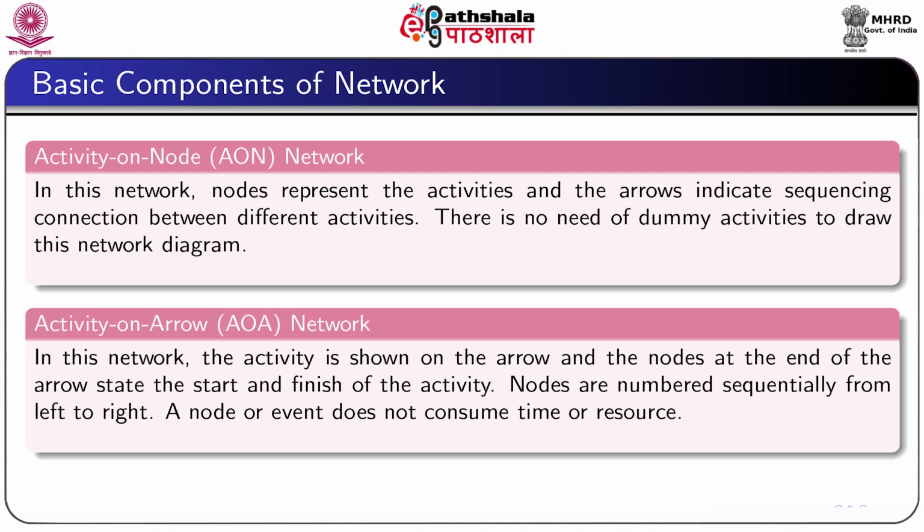Activity on arrow or AOA network. In an AOA network, the activity is represented by arrows, and nodes at the end of the arrow state the start and finish of the activity. A convention used in AOA network is to number the nodes sequentially from left to right. A node or event does not consume time or resource. Usually, in the network diagram, we use AOA network.